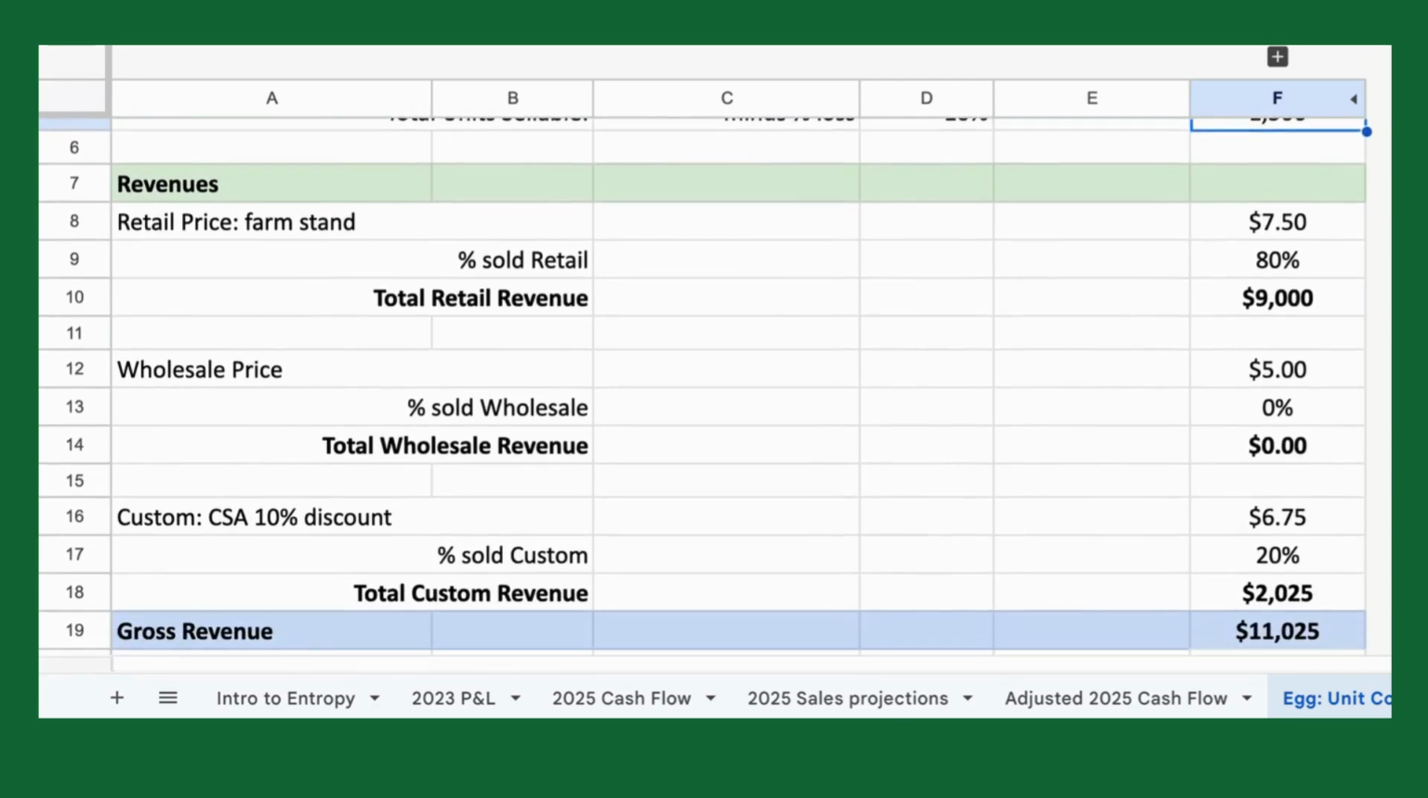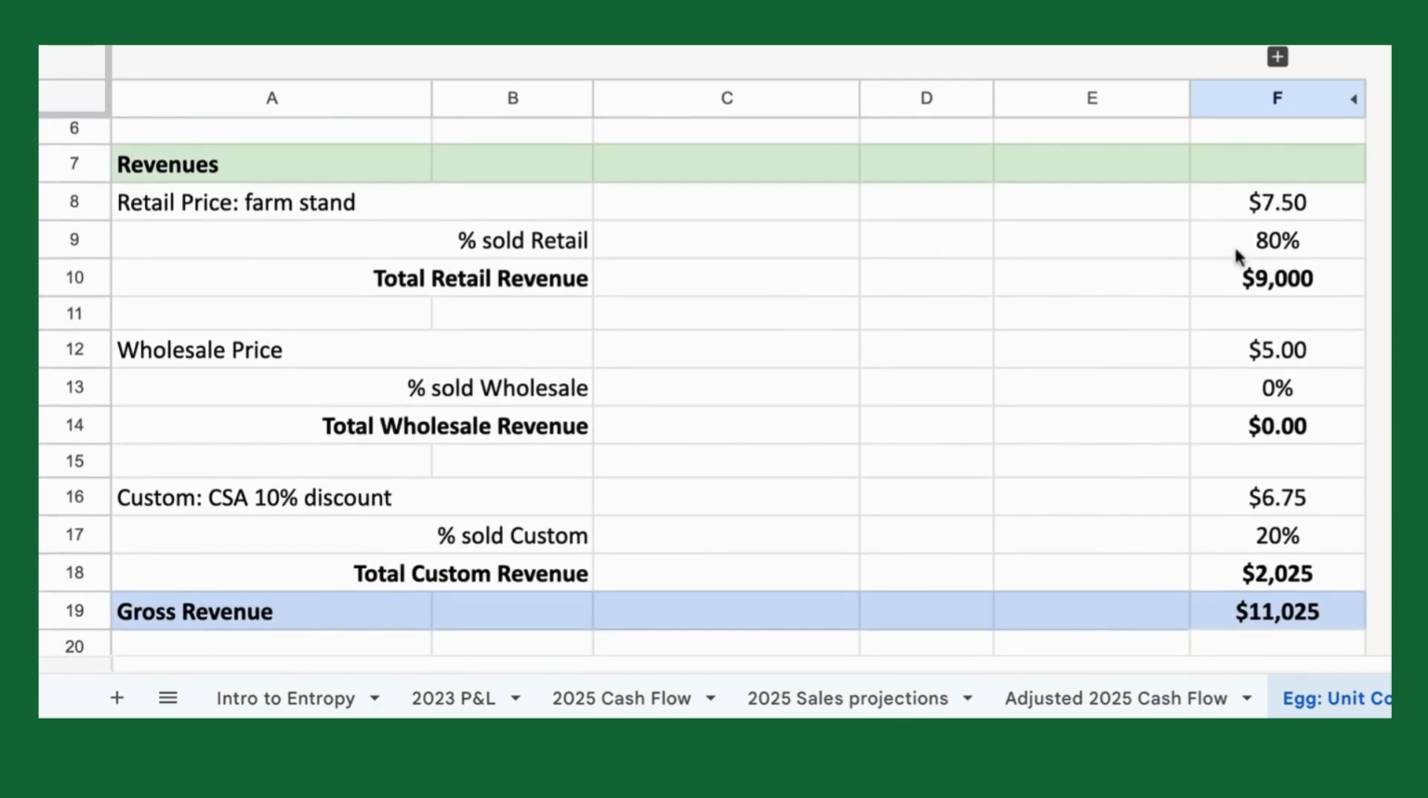And they sell most of those eggs, 80% of them, at their farm stand at the full retail price of $7.50. Then they don't sell any eggs through wholesale market channels, but the remaining 20% of their eggs are sold at a 10% discount to their CSA members. That's $6.75 per dozen. So their total revenues for the year are going to be a little over $11,000.